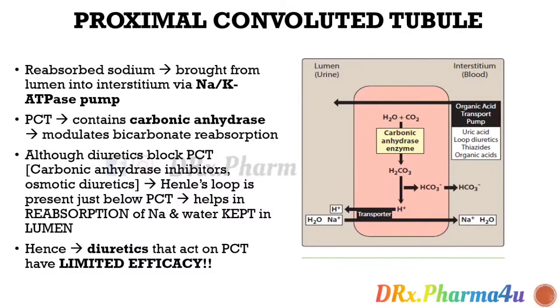And that is why diuretics that act on the proximal convoluted tubule have limited efficacy. So you have to understand the anatomy and physiology of the nephron. Only then will you understand what I am trying to say. Once again, even if any diuretic is blocking the reabsorption in the proximal convoluted tubule, we have the Henle's loop below, which helps in the reabsorption of whatever is there in the urine. And these diuretics are not acting on the Henle's loop. If they were acting on the Henle's loop also, then we could have said that these are powerful diuretics. But they do not, so the reabsorption will easily take place in the Henle's loop.